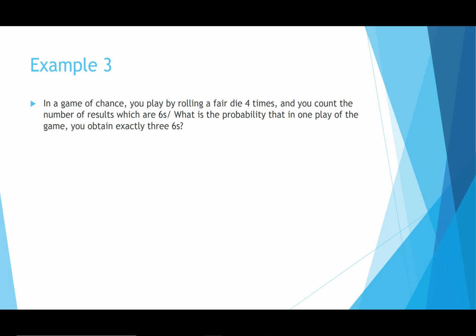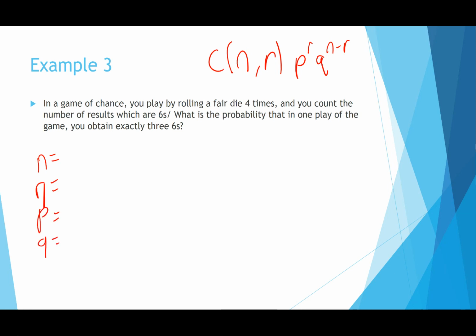All right. So here, let's try to establish, we know we're going to use our Bernoulli formula, p to the r, q to the n minus r. Let's try to figure out what n is, what r is, what p is, and what q is. If I can figure out those things, then it's just plugging in, right? So n is how many trials I'm going to do. So I'm going to roll this die 4 times. So that's going to be my n value of 4.